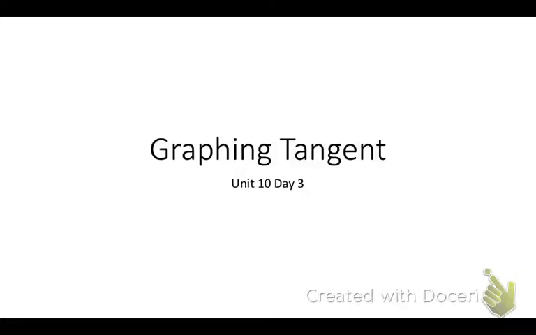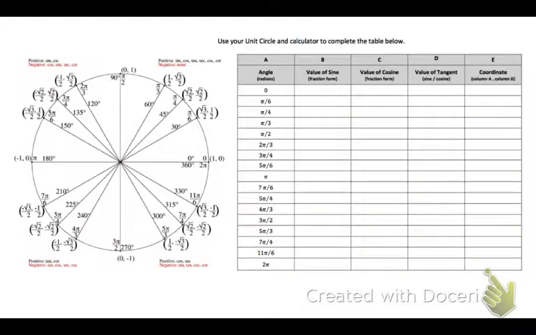Okay, graphing tangent, unit 10, day 3. So we're just going to fill out this chart like we did for sine and cosine. This time we're finding the value of sine and the value of cosine. And then tangent is sine over cosine. So we're just going to put sine over cosine, and that will be the tangent value.